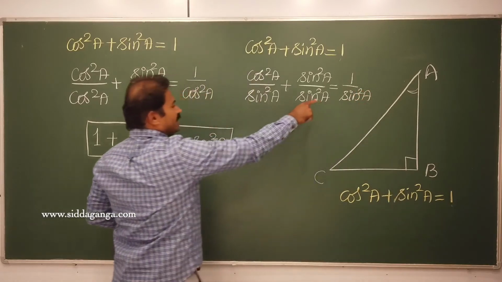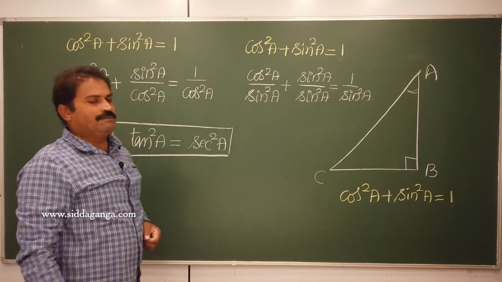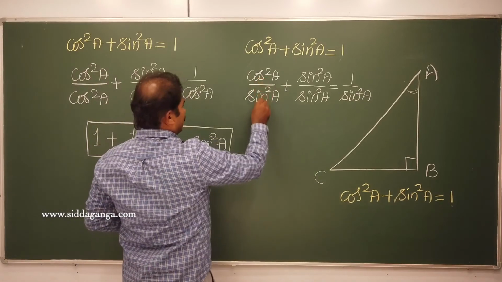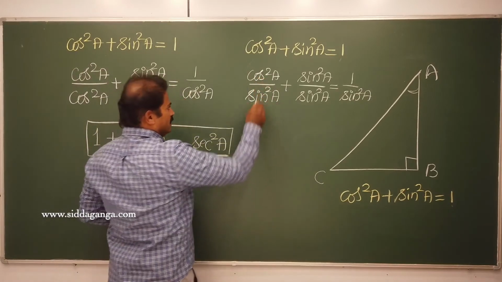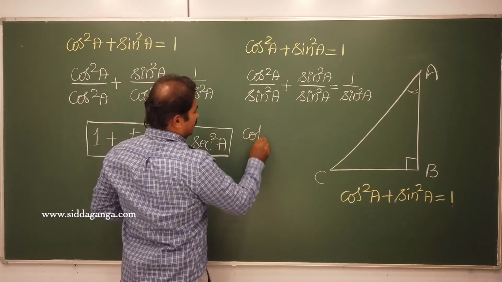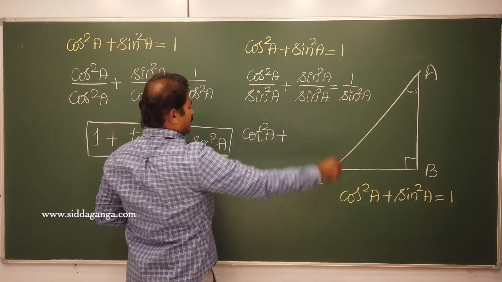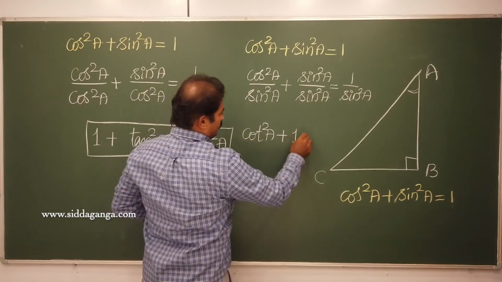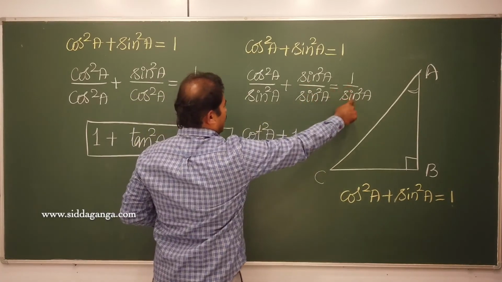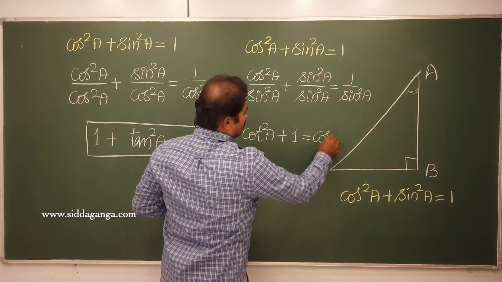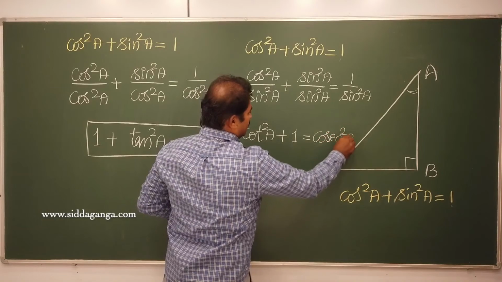So now you have divided the whole equation on both the sides by sin square A. So what you are going to get? This is cos by sin. What is cos by sin? This is cot. So this is cot square A plus, here sin square by sin square A will give you 1, which is equal to 1 by sin square A. 1 by sin is what? Cosecant. So this is cosec square A.